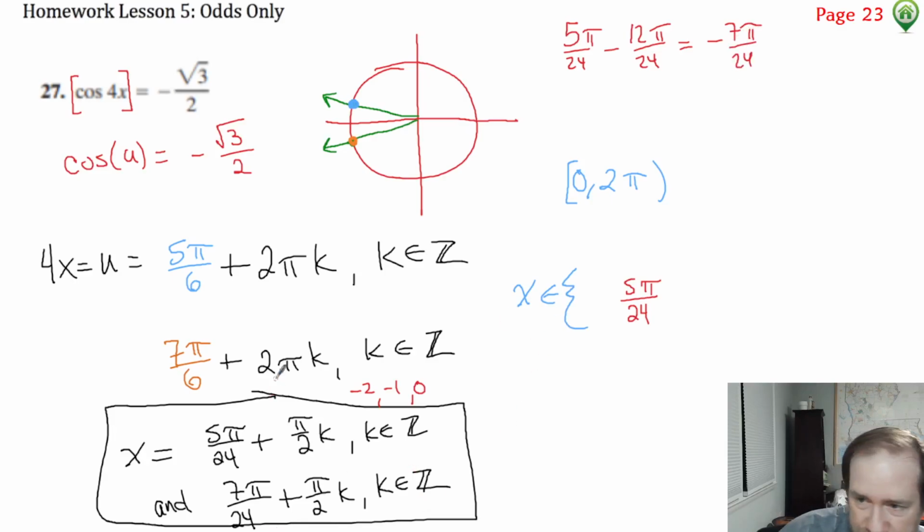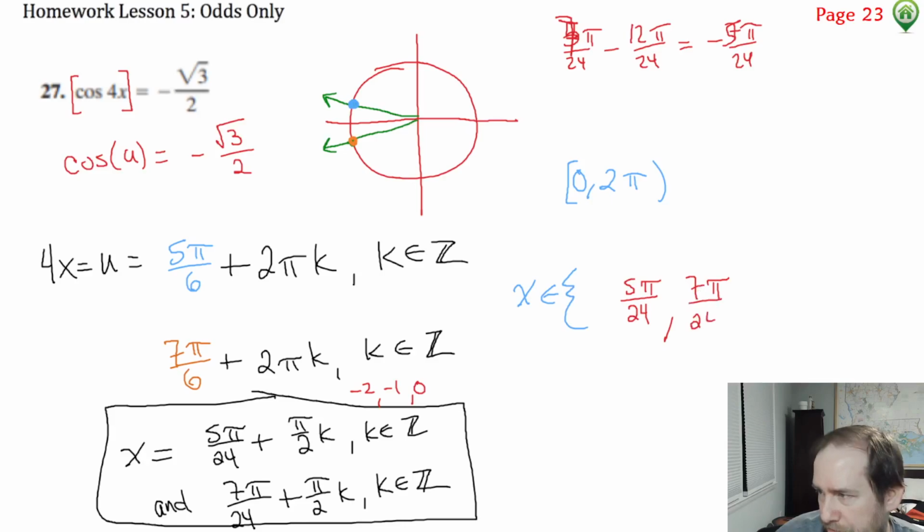Now on the other hand, 7 pi over 24 is bigger than 5 pi over 24, so maybe I could subtract pi over 2 from it. If this was 7, is that good enough? Well, no. That would still be -5. I'm still negative. So 5 pi over 24 and 7 pi over 24 are definitely the first two correct answers that I get in my interval.